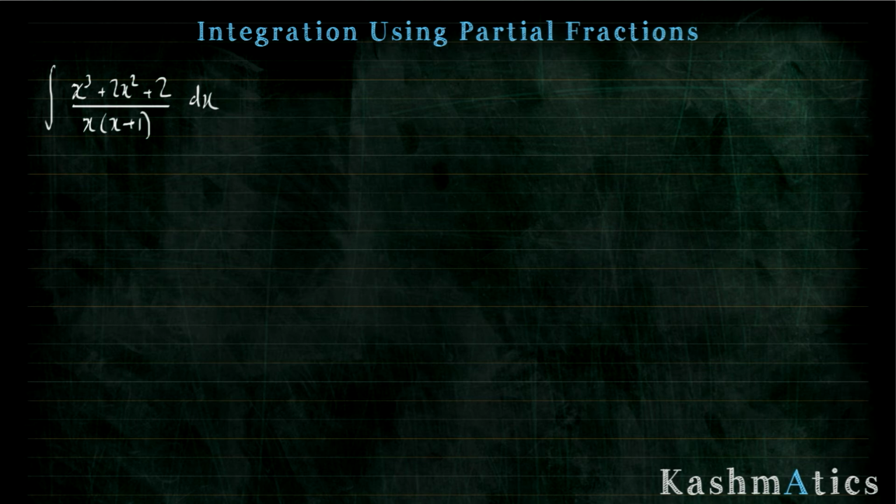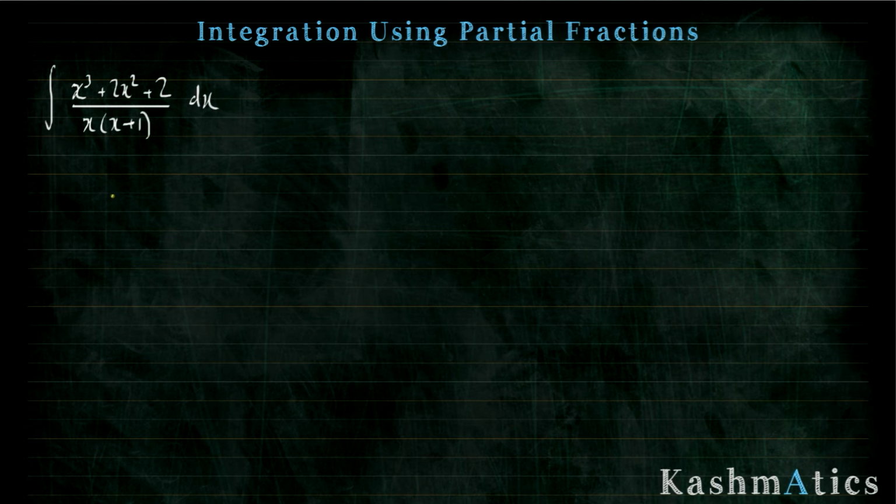So in this example, I've got an improper fraction. What makes it improper is the fact that the top is cubic and the bottom is quadratic, so the degree of the top is 1 bigger than the degree of the bottom. Even if the degrees were equal, it would still be an improper fraction. So when you've got a situation like this, the first thing you need to do is divide it out.